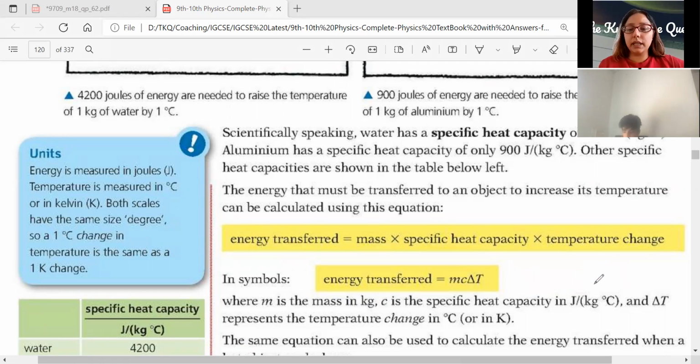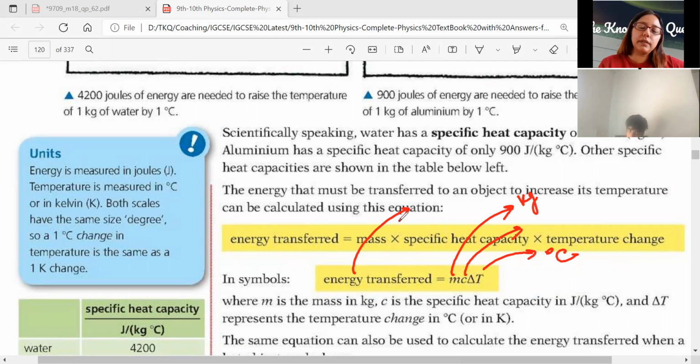Now you tell me, the unit of delta T would be? Degree Celsius. Okay. What about mass? The unit of mass will be kg. And energy transferred? Energy is always in joules.